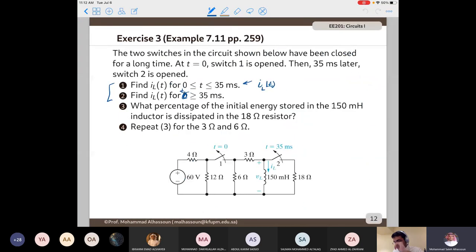What's the initial energy stored in the 150 millihenry inductor? How do we find it? Ziad? We integrate the power from 0 to 35. Not really. Yasser? We differentiate the current and then scale it by L to find the voltage, and then we integrate. So what's the energy stored in the inductor? There is a shortcut here. Half L I squared. Yes, so, okay, what is I in this case?